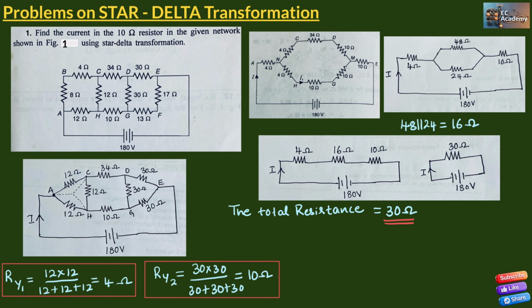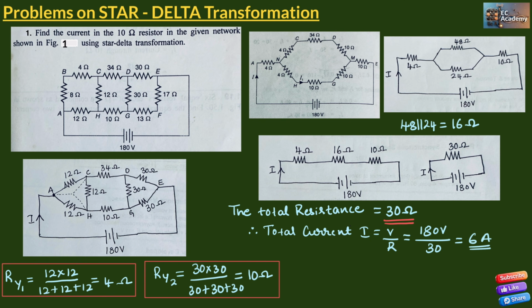We can find the total current flowing through the network as I is equal to V by R, which will be equal to 180 volts divided by 30 ohm. Therefore, the total current I will be equal to V by R. The voltage is 180 volts and the resistance is 30 ohm. So the current will be equal to 6 amperes.